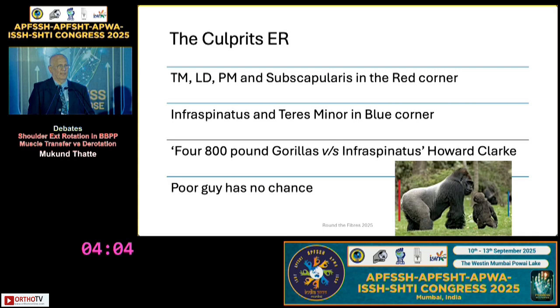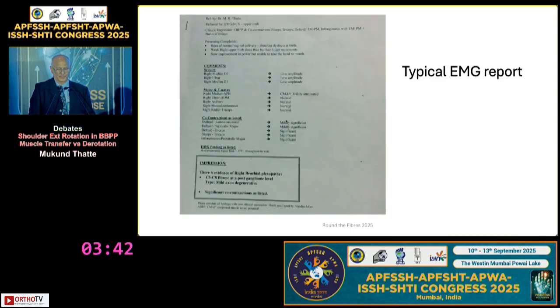So this is the slide I created after discussing with Howard Clark. In the red corner are 4 gorillas, TM, LD, PM, and subscapularis. In the blue corner are 2 monkeys, infraspinatus and teres minor. If these two are to fight with each other continuously, the monkeys have no chance, which means the shoulder is going to go into internal rotation.